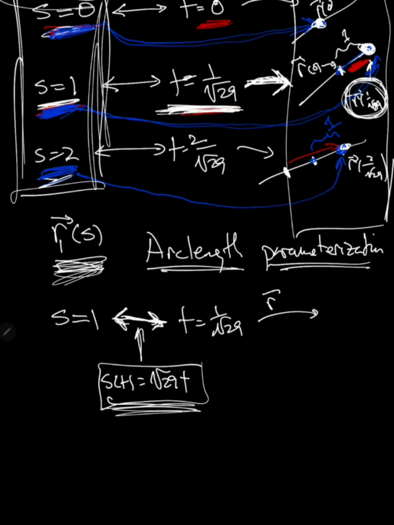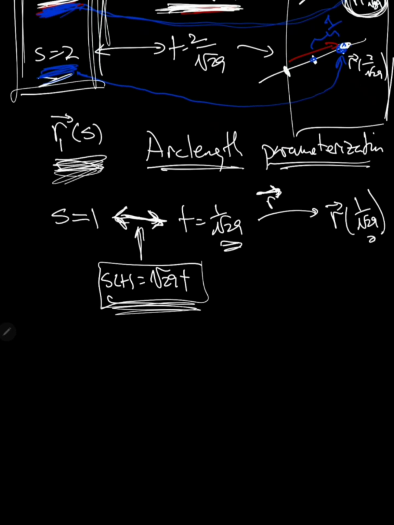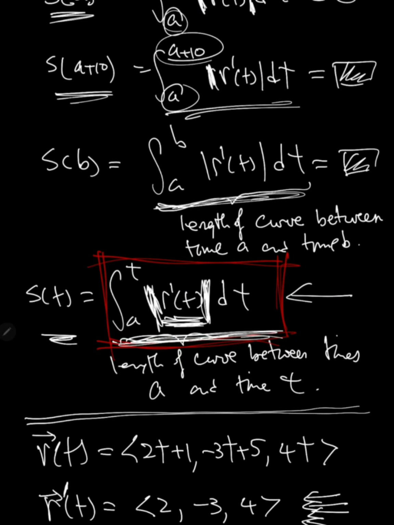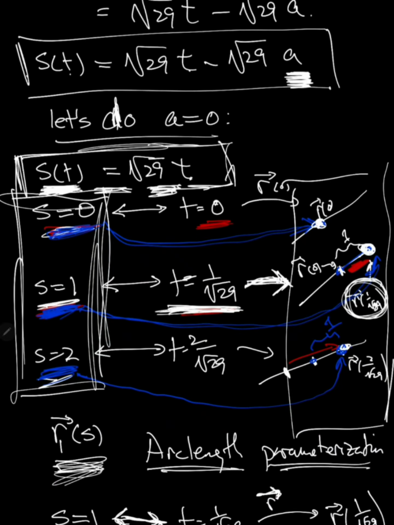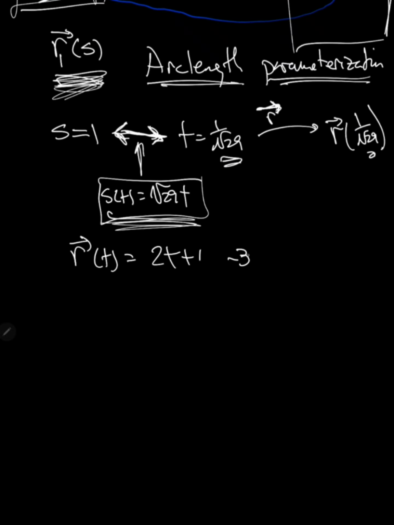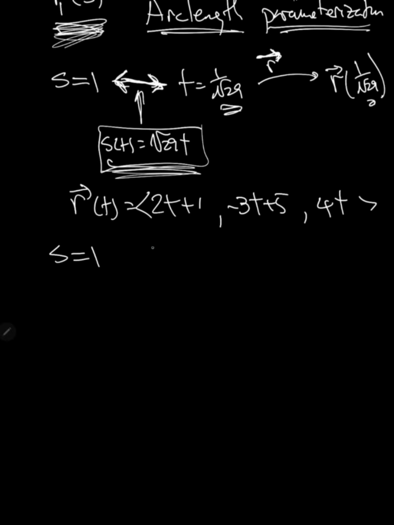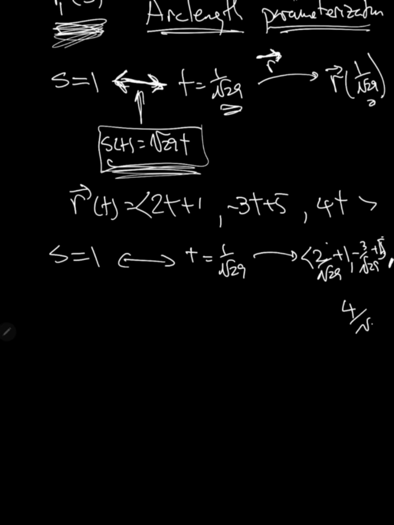And then we use the function r that we originally defined, right? And the point we got was r of 1 over root 29. Okay, just plugging in t, right? Nothing fancy there. And so if we look at our original formula, I guess I should write that down as well. R of t was, and let me scroll back up. Here we are. 2t plus 1, minus 3t plus 5, and then 4t. Right? So we actually have that s equals 1 corresponds to, again, I'm just going to write down the same thing, t equals 1 over root 29. And then that goes to 2 over root 29 plus 1, comma, minus 3 over root 29 plus 5, comma, 4 over root 29.